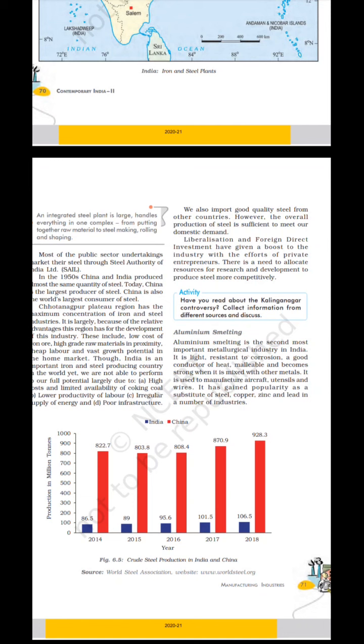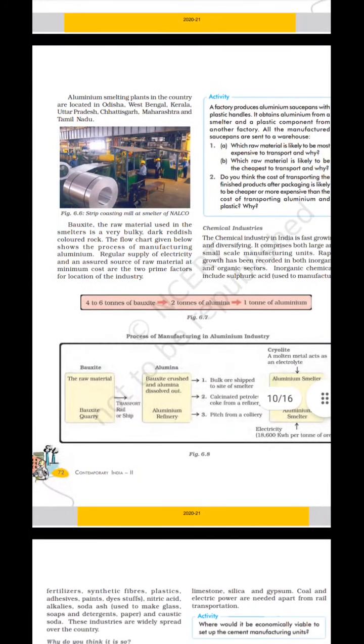Aluminium smelting. Aluminium smelting is the second most important metallurgical industry in India. It is light, resistant to corrosion, a good conductor of heat, malleable, and becomes strong when it is mixed with other metals. It is used to manufacture aircraft, utensils and wires. It has gained popularity as a substitute of steel, copper, zinc, and lead in a number of industries. Aluminium smelting plants in the country are located in Odisha, West Bengal, Kerala, Uttar Pradesh, Chhattisgarh, Maharashtra, and Tamil Nadu.